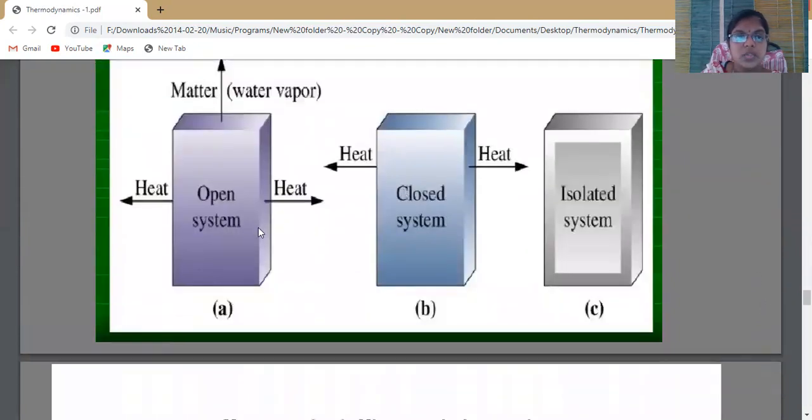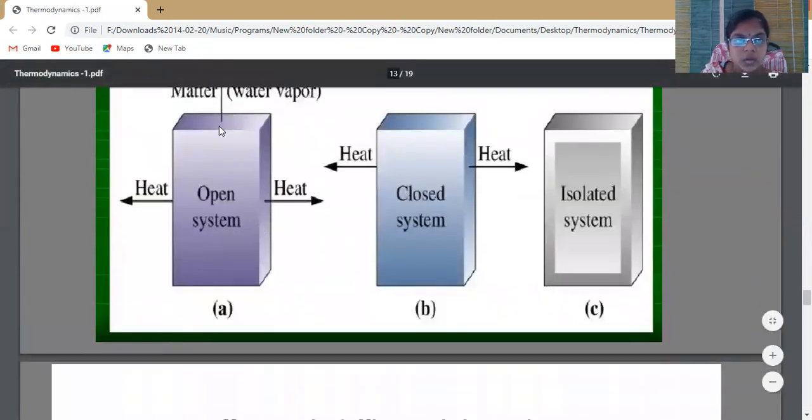So here, in an open system, energy and mass cross the boundary of the system. In a closed system, only energy crosses the boundary of the system. In an isolated system, neither mass nor energy crosses the boundary of the system.